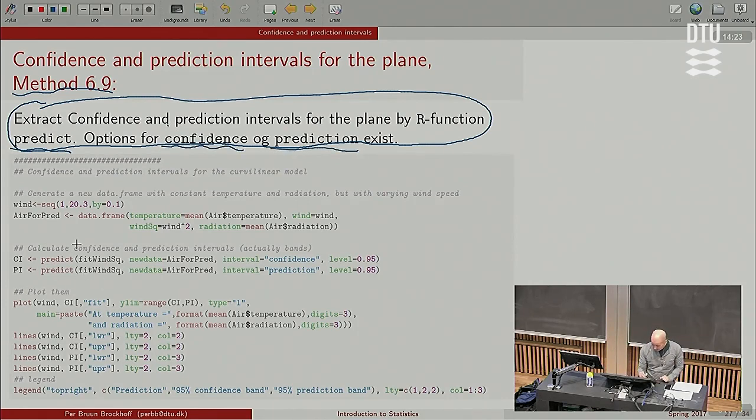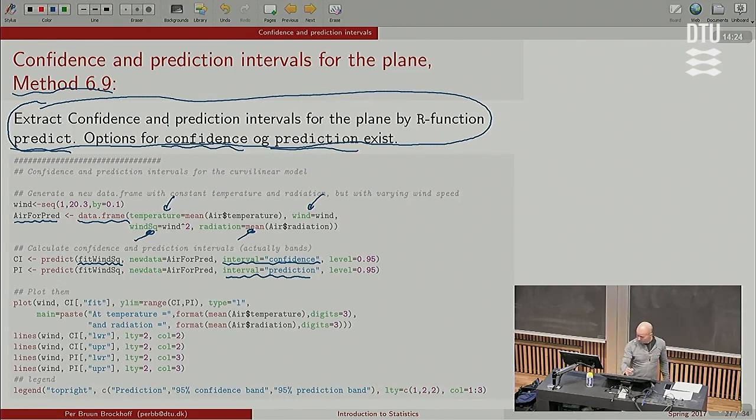For instance, if I have my model, where I have whatever is in my model, and some data, here I create a data frame with some values for temperature, some values for wind, some values for square of wind, some values for radiation. I can plug those into my model, and then I can either ask the function to give me the confidence intervals, or the prediction intervals, with the same rules for interpretation as I taught you last week, the distinction between prediction and confidence intervals. And then we can plot them.